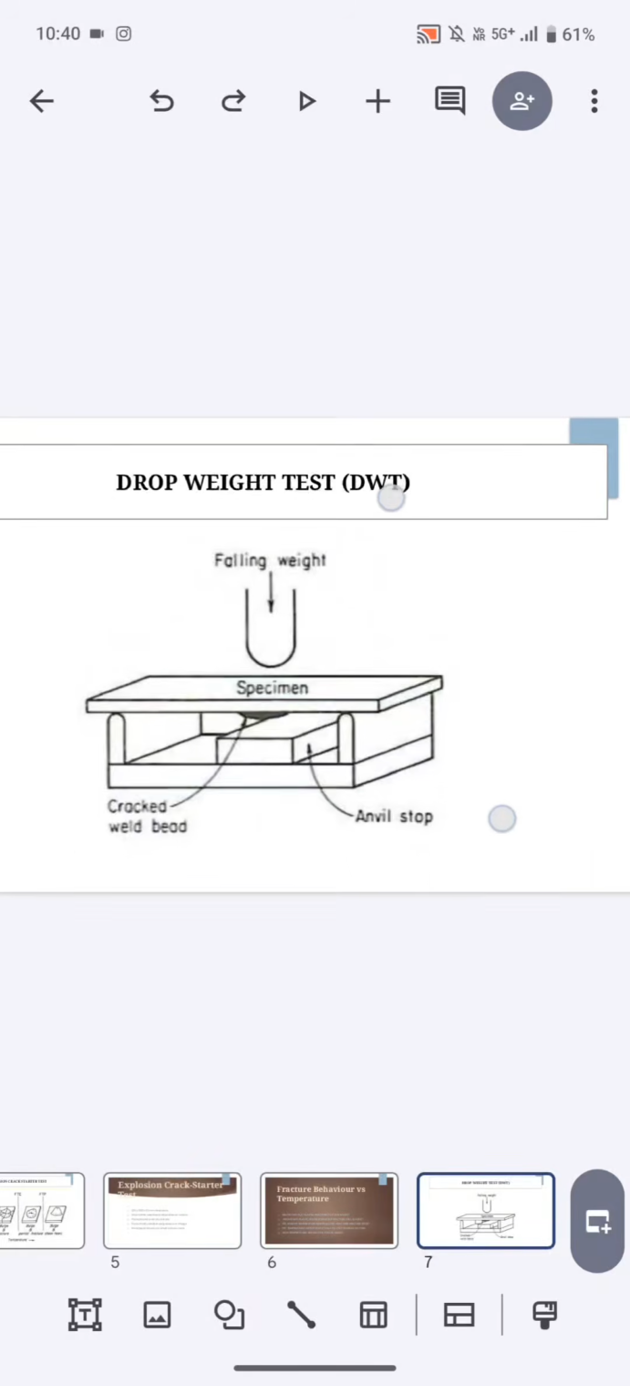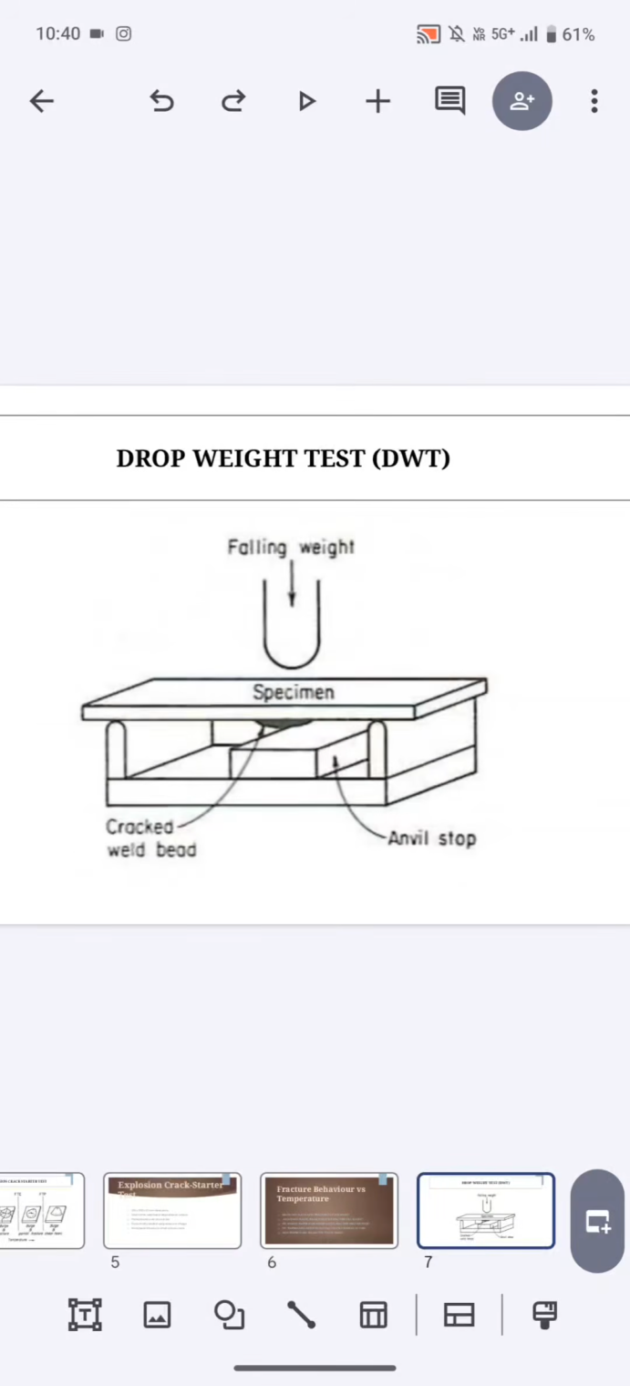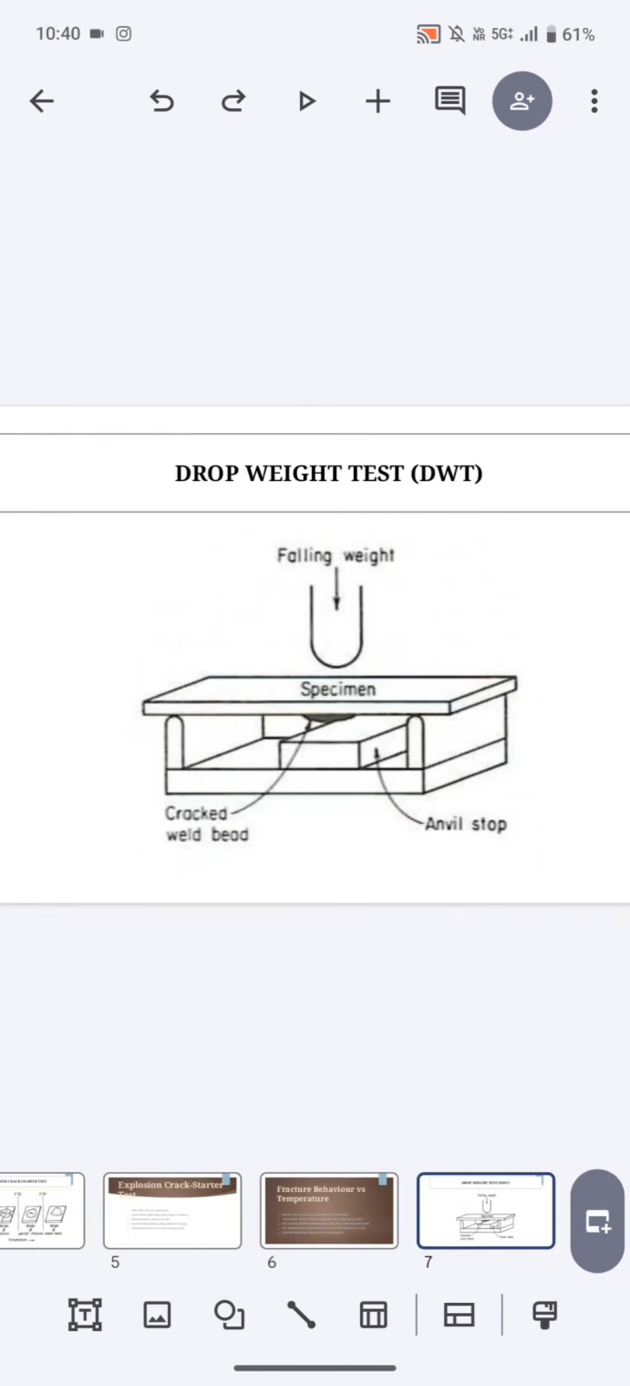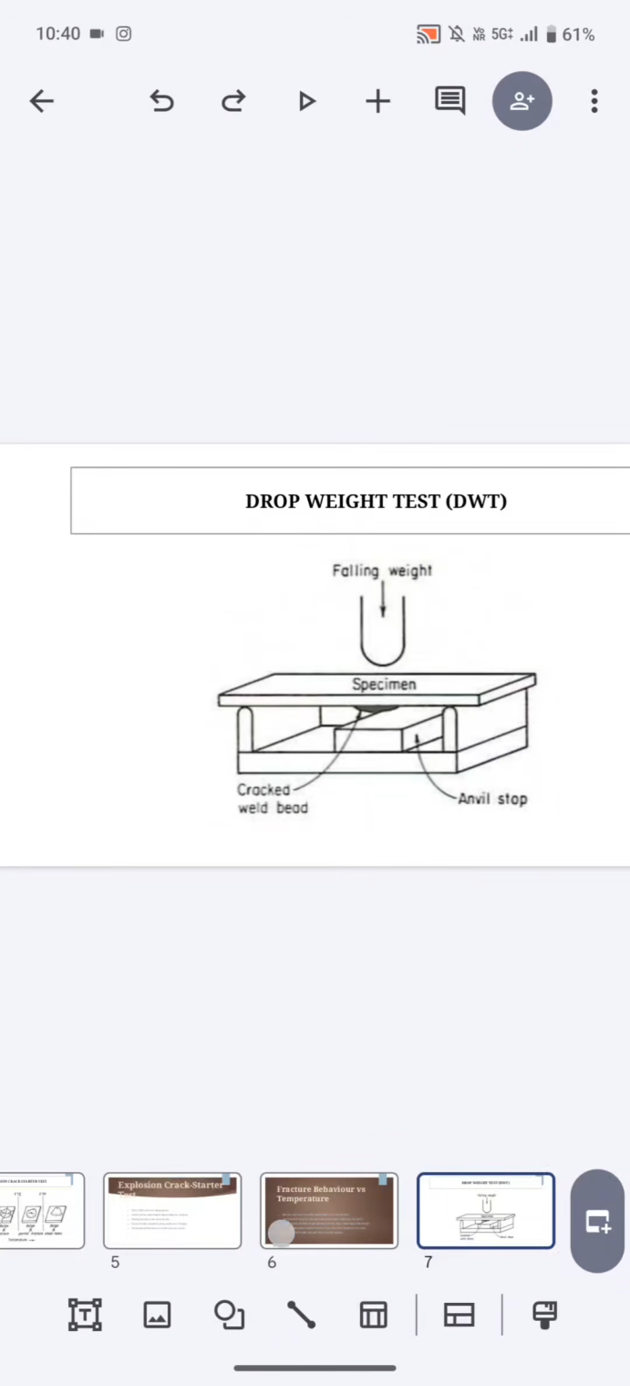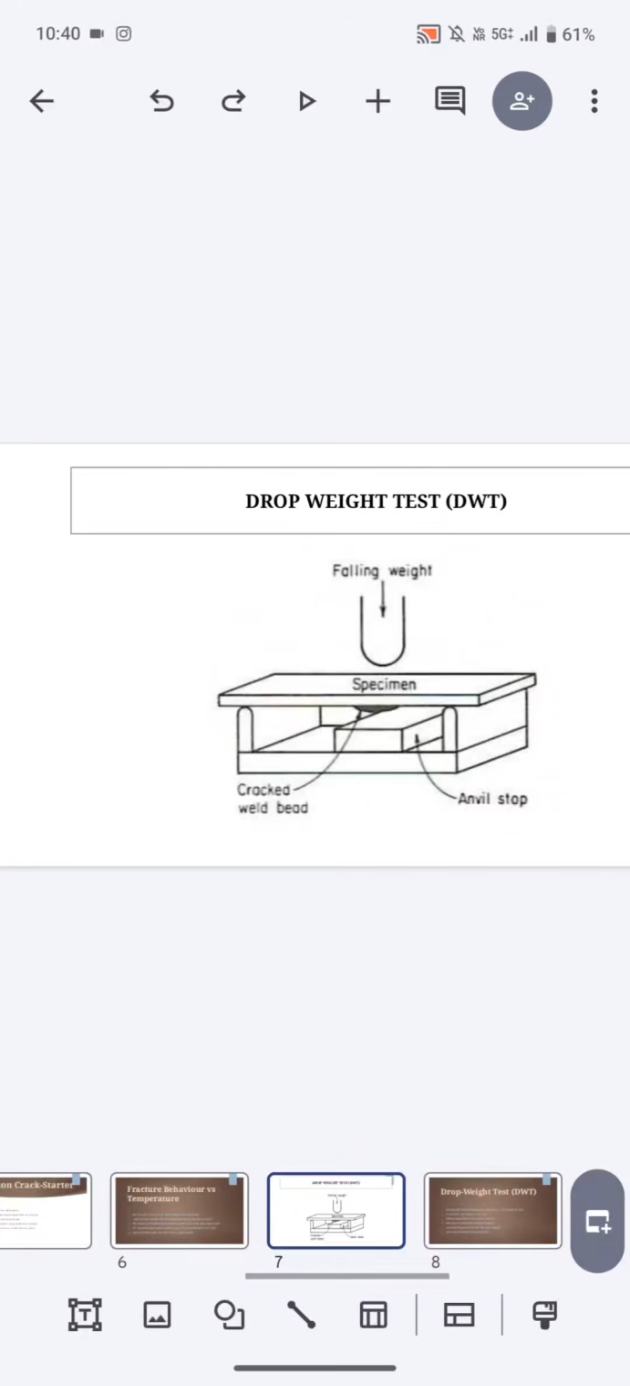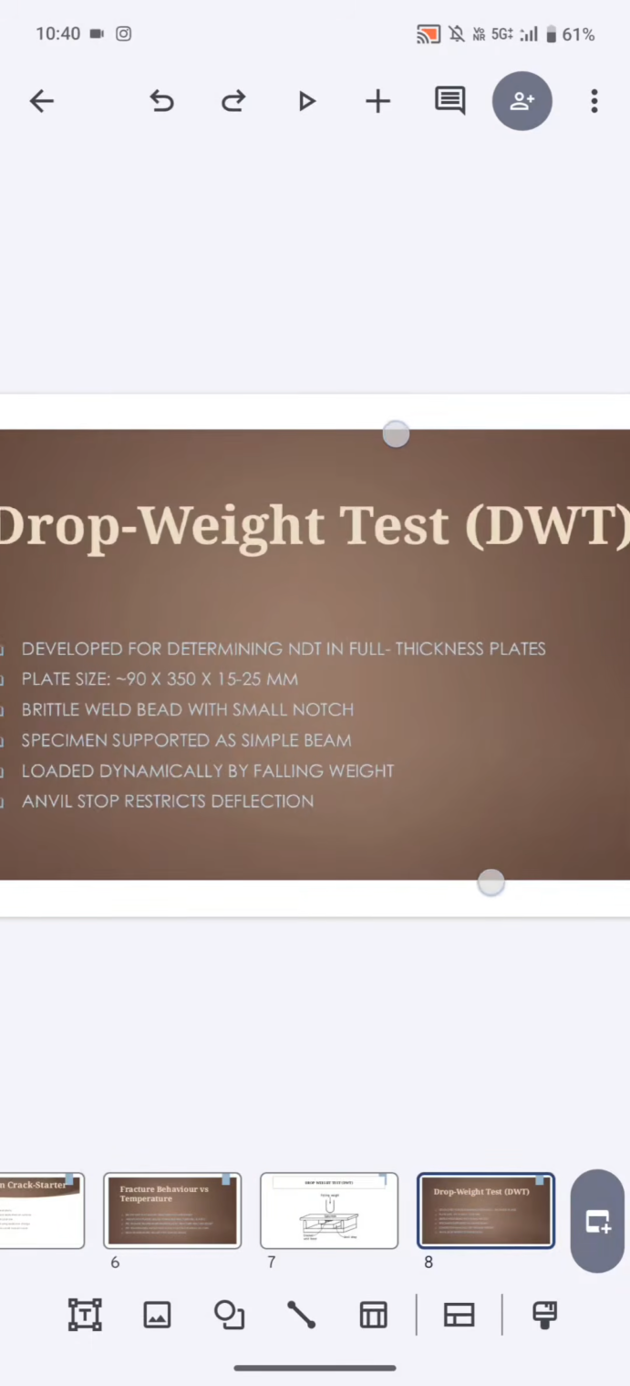Here the specimen is placed at the bottom of the falling weight, which falls on the top of the specimen. The crack weld bead is placed at the bottom of the specimen, and the uneven stop is placed below the cracked weld bead. This is the general structure of this drop weight test. Next, we look more deeply at the drop weight test.